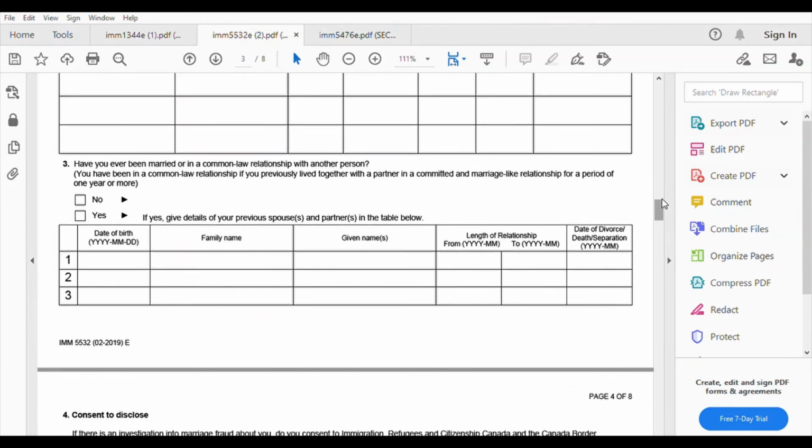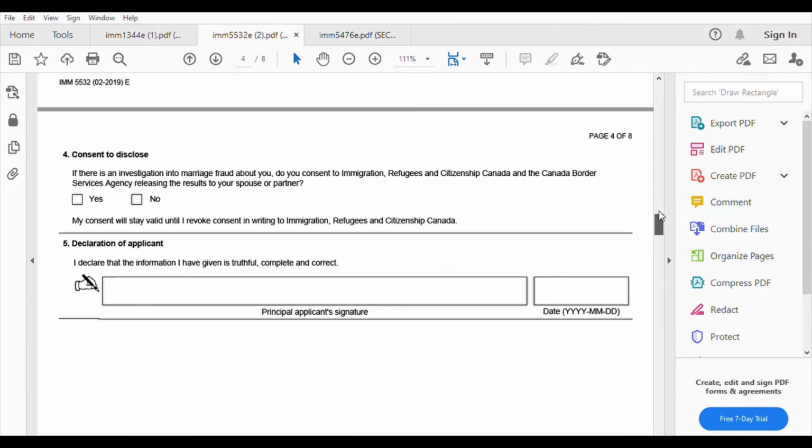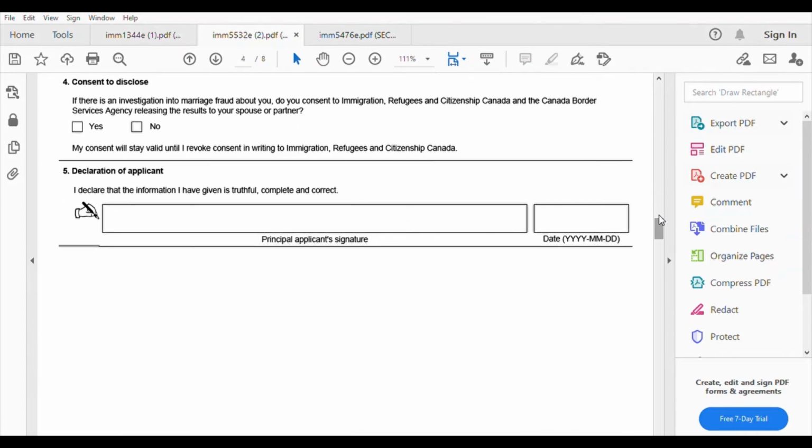Have you ever been married or in a common law relationship with another person? So if you have been married or in a common law relationship before, you say yes and you mention the details of the person. If no, you say no. Consent to disclose. If there is an investigation into marriage fraud about you, the same as the sponsor, I prefer to say no, this will not affect your application. And here the principal applicant gives the signature and the date.